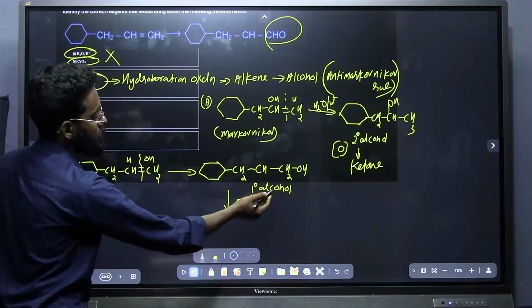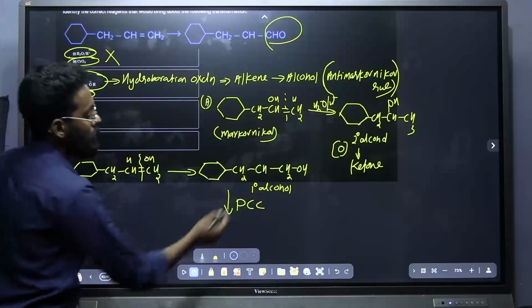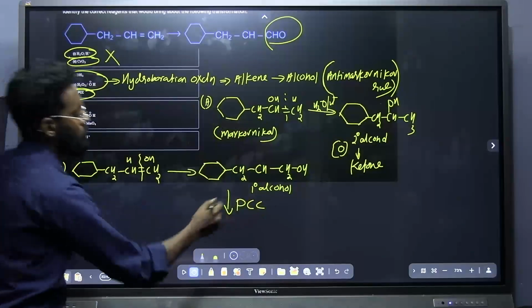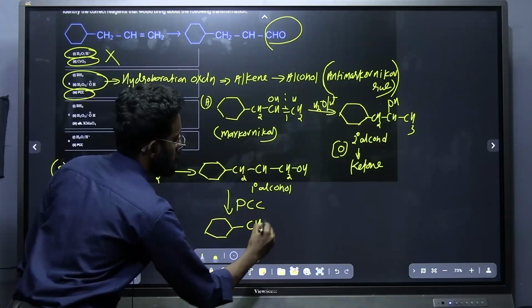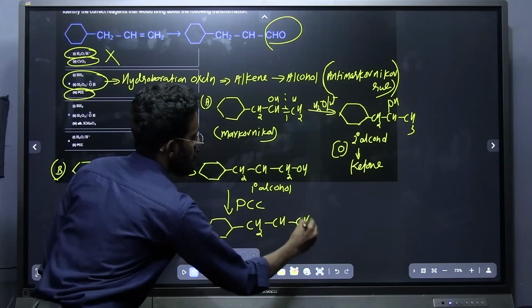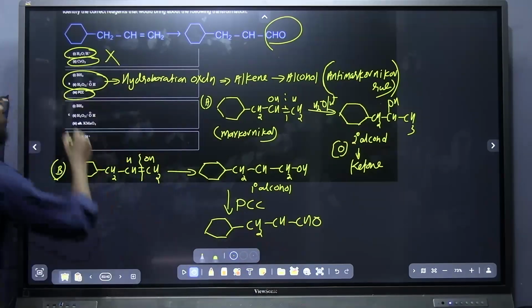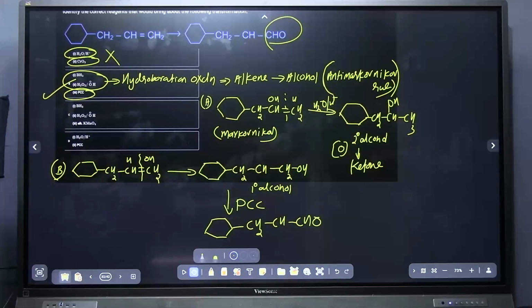If it is a weak oxidizing agent, what is the product we will be getting? Primary alcohol will be converting to what, if it is a weak oxidizing agent? Aldehyde. So we got the product. Exactly. B is the answer.